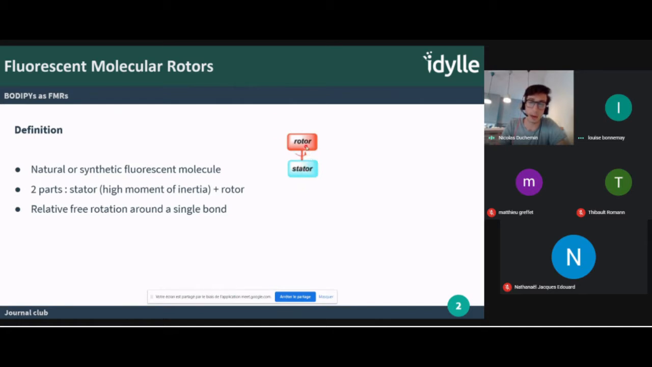Those two parts are bound to each other with a single bond and can rotate relatively freely, as it is possible for any single bond to rotate. However, you have some examples with double bonds, but in terms of photophysics, it's quite different. So we're going to stay with this example of a single bond and just know that an FMR, and a molecular rotor in general, is two parts of the same molecule rotating relative to each other.